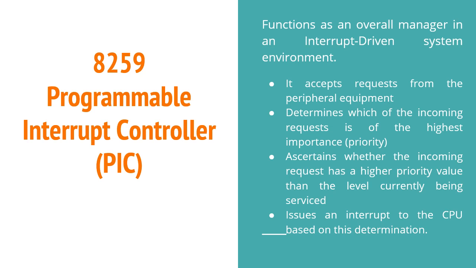What it does is that it accepts the request from the peripheral equipment, whichever is requesting a service. Then it determines which of these incoming requests, if there is more than one request coming at the same time, has got the highest priority. Then it determines whether the incoming request has got a higher priority value than the level currently being serviced. So it checks whether the request that has come just now has got a higher priority than the request that is currently being served, and then it issues an interrupt to the CPU based on this determination.